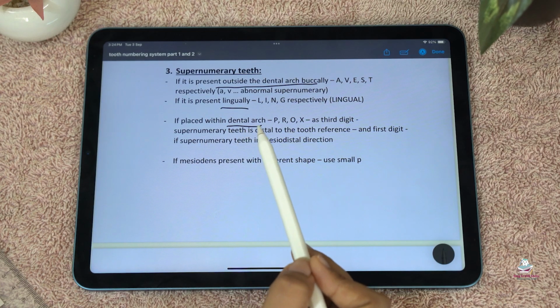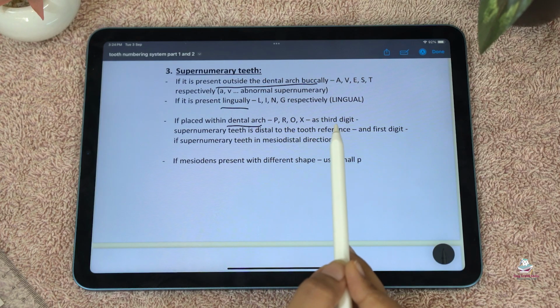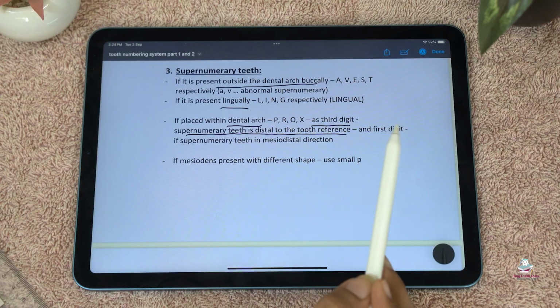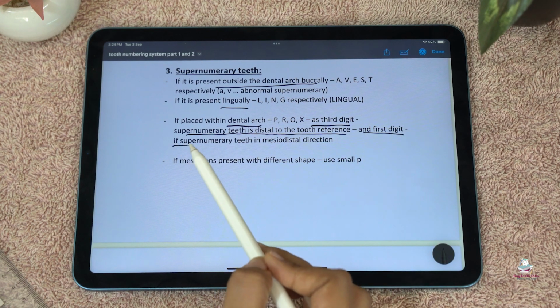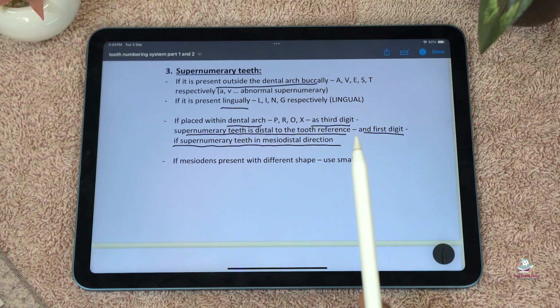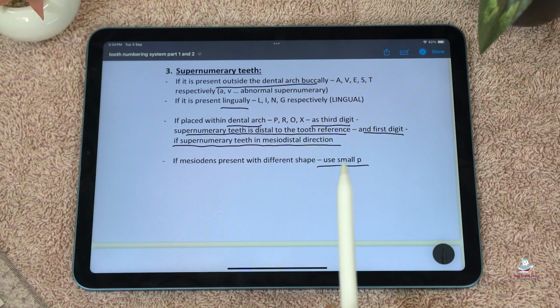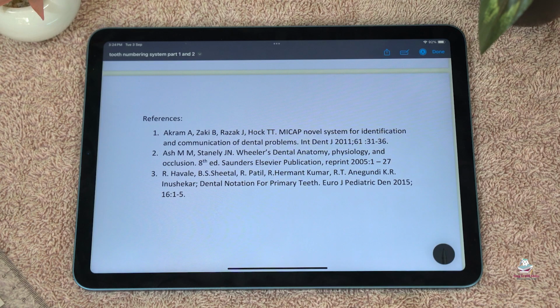If placed within the dental arch, P, R, O, X is used as a third digit if the supernumerary tooth is distal to the tooth of reference, and used as a first digit if the supernumerary tooth is in the mesial to distal direction. If a mesiodens is present with a different shape, use a small p. Here are the references for the question.